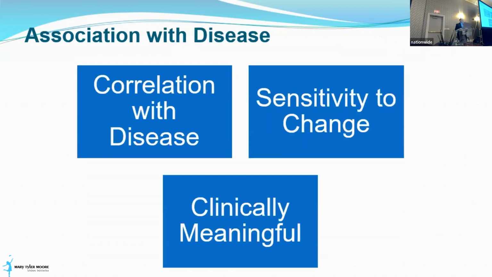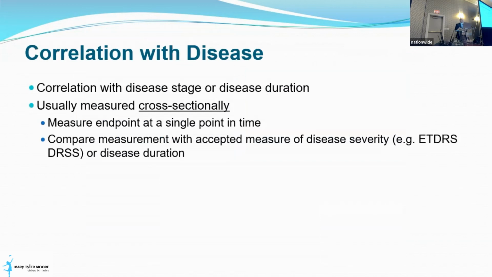And here I'm going to touch on three topics: correlation with disease, sensitivity to change, and meaningfulness. So first, probably the easiest of those is just correlation with disease. This very simply is the correlation of the clinical endpoint with the disease stage or the duration. It's usually measured cross-sectionally at a single time point, and we compare the endpoint with the disease duration or whatever the other outcome of disease severity is.